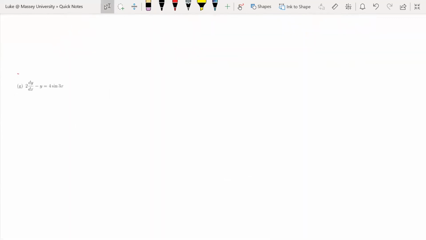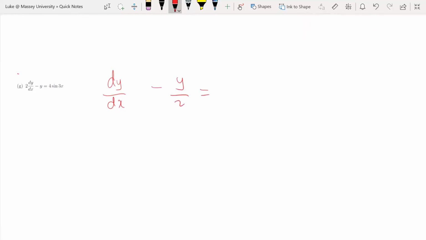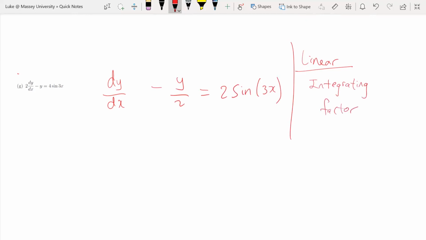Okay, and now if I go to the final question, G here, well, this is actually a linear equation, y prime minus y over 2 equals 2 sine of 3x. So this is linear, so we're going to use an integrating factor. I'm going to use an integrating factor here, right? So that's not too hard. So let's really quickly look at what that integrating factor would be.